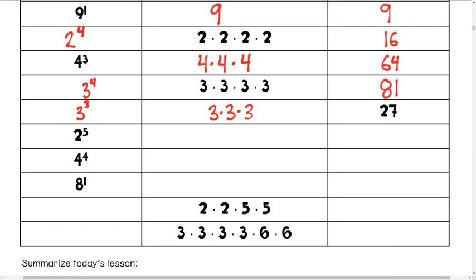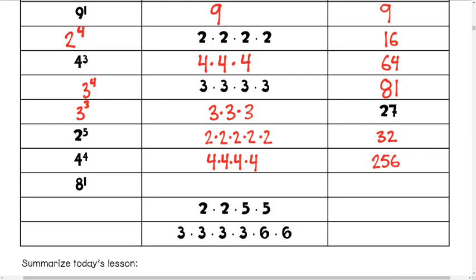Now we have 2 to the fifth power. That would be 2 times 2 times 2 times 2 times 2 in expanded form. And then from expanded form, I would multiply it through to get 32 in standard form. Now, exponential form, the next one I have is 4 to the fourth power. That would be 4 4's multiplied together. And then in standard form, I multiply those 4's together to get 256.